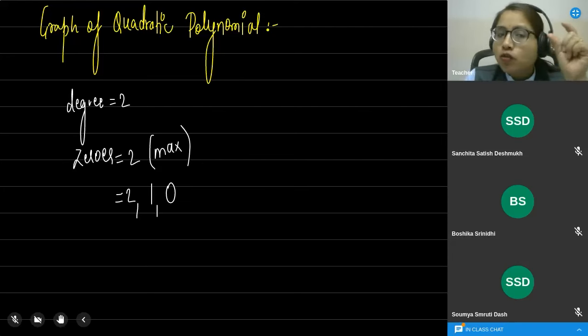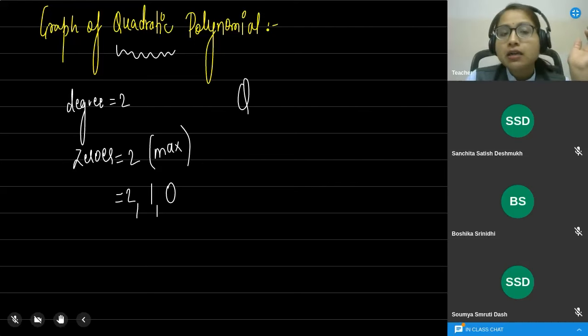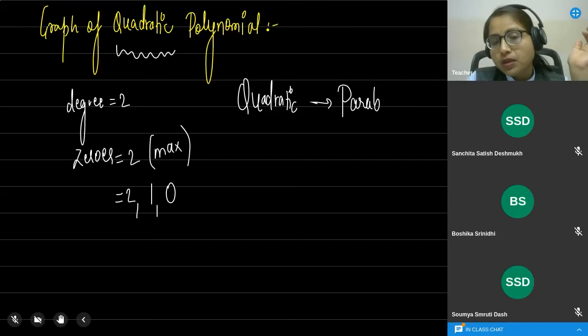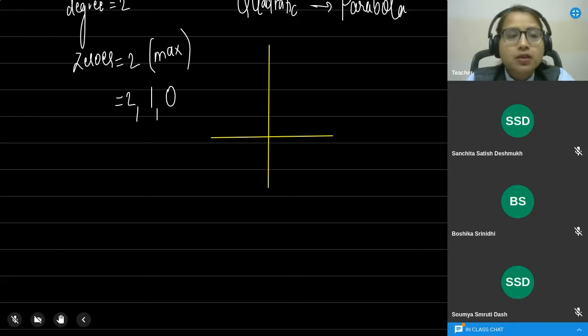See, first of all, if it is a quadratic polynomial, guys, just like a linear equation has a straight line graph, the quadratic polynomial has a parabola graph. What is a parabola? A parabola is a U-shaped graph. So just like this, you can see.